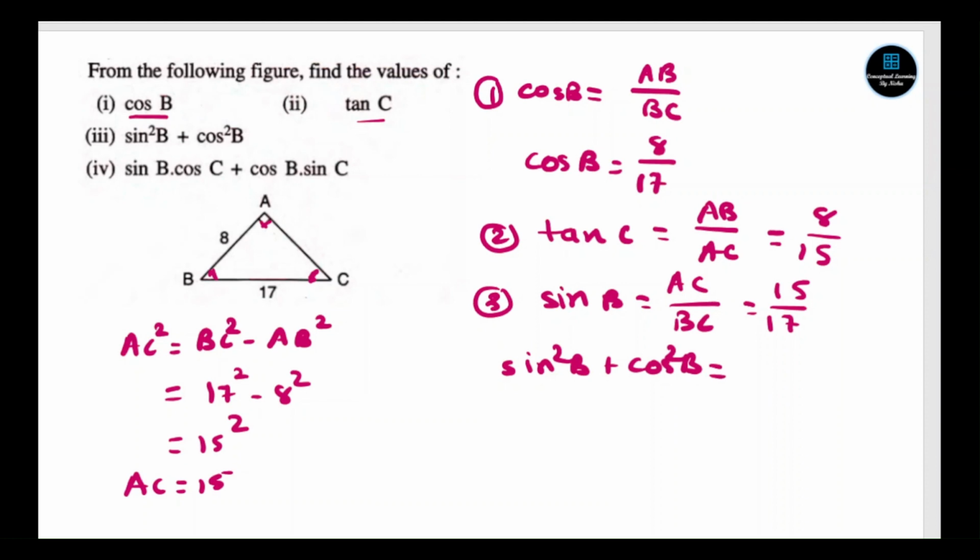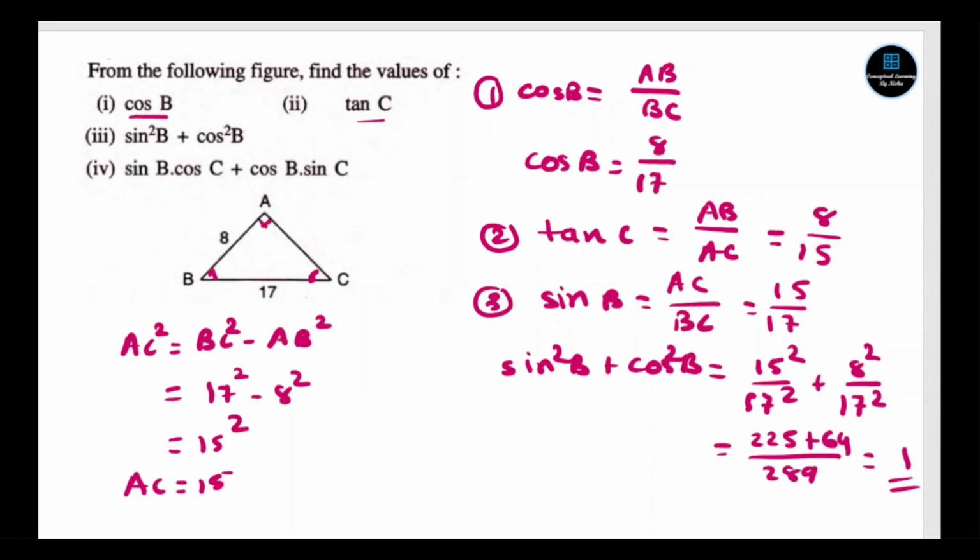And now I can find the value of sin square B plus cos square B. So when I substitute 15 square over 17 square plus 8 square over 17 square, and when we simplify this, we'll get the value as 225 plus 64 over 289, which eventually gives me 1. So the third answer is 1. And now I'll quickly find the fourth one.